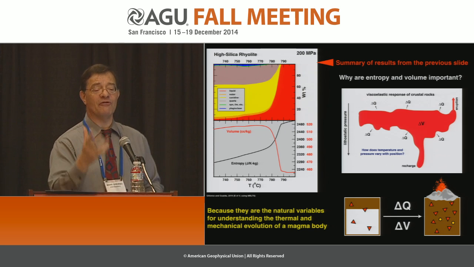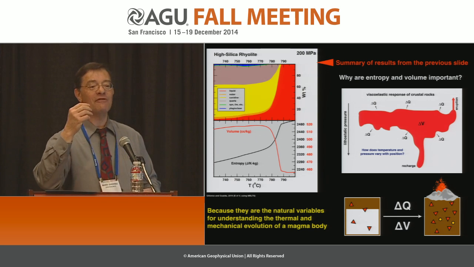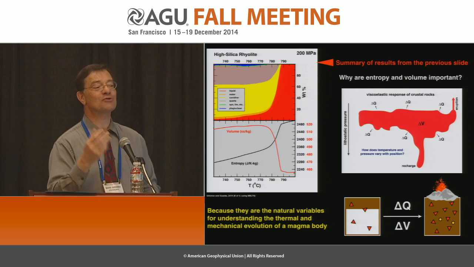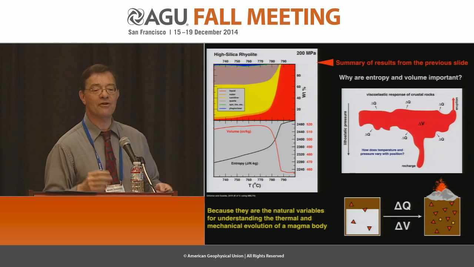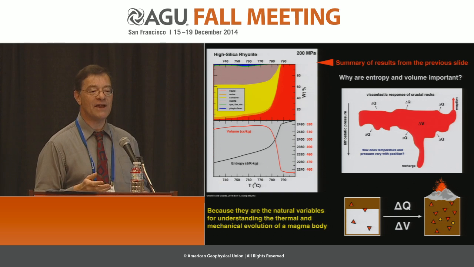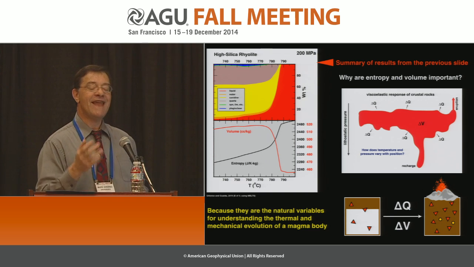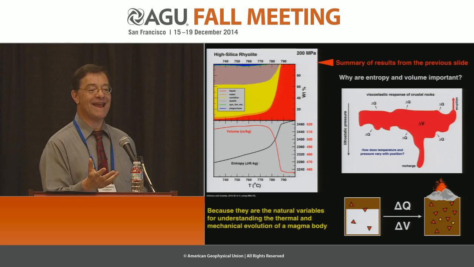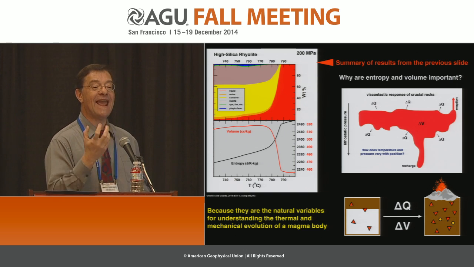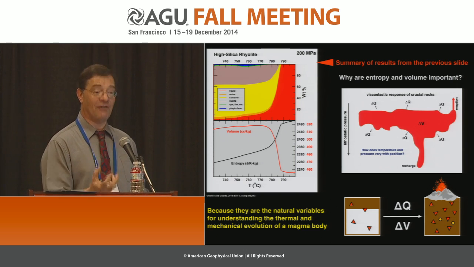The natural variables, the natural physical variables for describing a magma chamber sitting in the crust are not temperature and pressure. They're not the variables we use for experimentation. The natural variables are heat content and volume, the entropy and the volume.